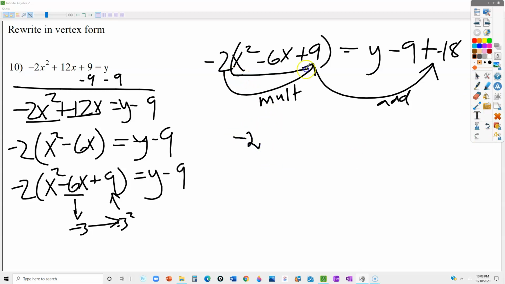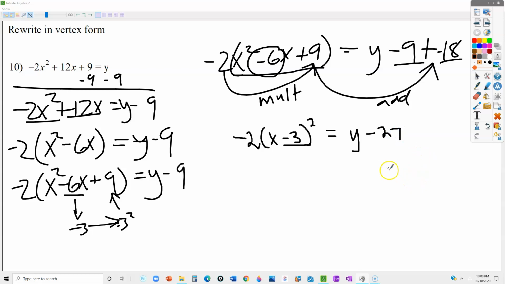Okay, next step is to factor and simplify. When you factor your perfect square trinomial, you'll always get an x in a set of parentheses with a square outside of it. The only thing that ever changes is this number here, which is always going to be exactly half of that middle number. So we're going to have a -3 there. Over here, we're going to simplify by putting the -9 and -18 together to get -27.